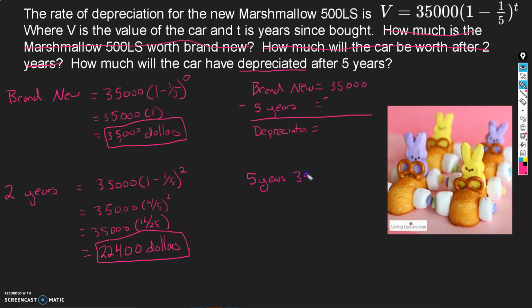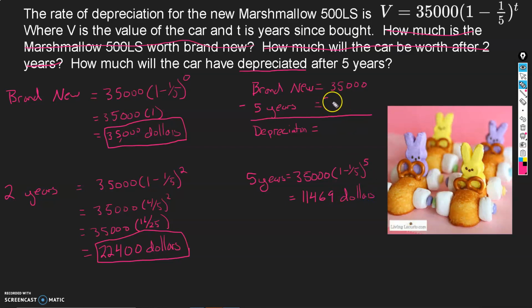After 5 years, 35,000 times (1 minus 1/5) to the 5th power. I'm going to skip all the way to just the calculator. So 35,000 times (1 minus 1/5) to the 5th power. As you can see, I'm typing it all in right here. This gives us, I'm going to round to the nearest dollar, $11,469, and I rounded.